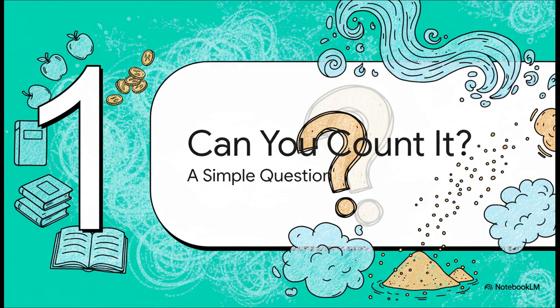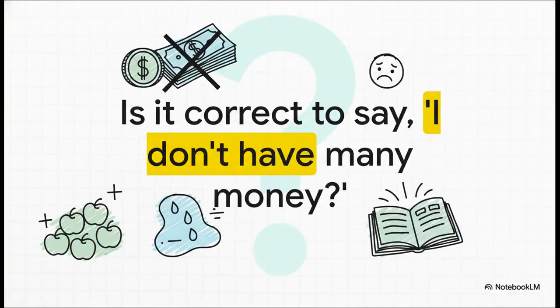So, what's the big secret here? Well, it really just boils down to one simple question. Seriously, once you learn to ask yourself this one little question, you'll be able to spot the difference between these nouns in a heartbeat. Okay, let's look at a classic example. "I don't have many money." Does that sound right to you? It probably feels a little weird, right? By the end of this quick explainer, you're going to understand exactly why it's wrong and, more importantly, how to get it right every single time.